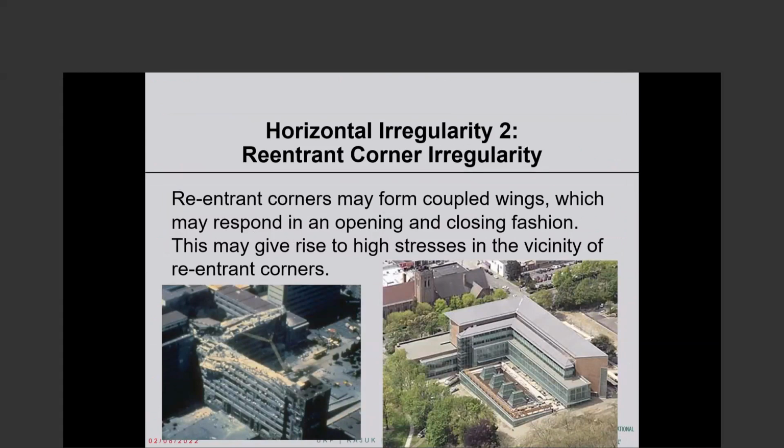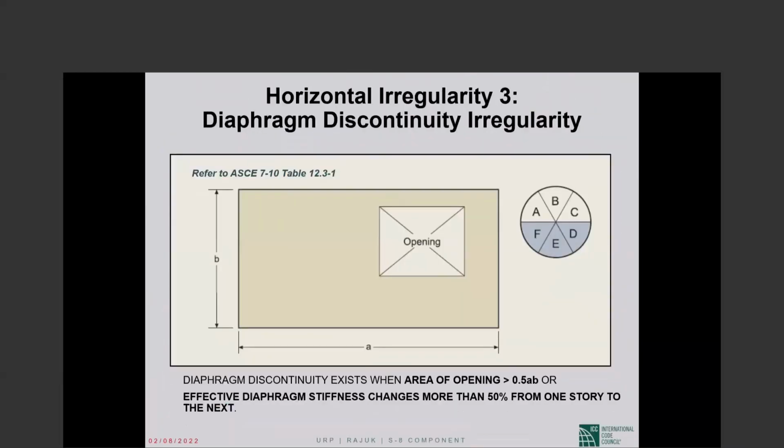The re-entrant corner irregularity, why we are so careful with it, is that re-entrant corners may form coupled wings which may respond in an opening and closing fashion. That is very easy to visualize. This may give rise to high stresses in the vicinity of the re-entrant corners.